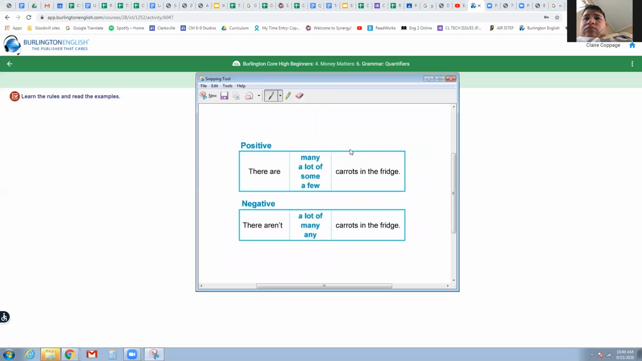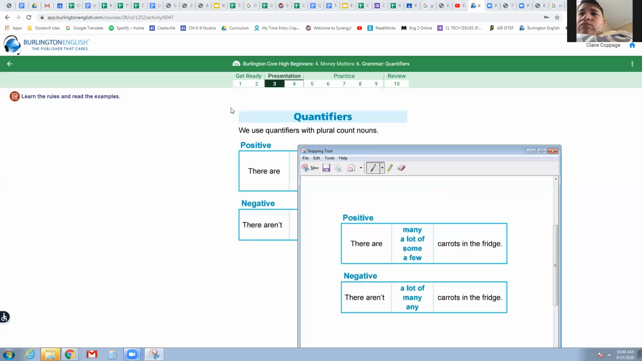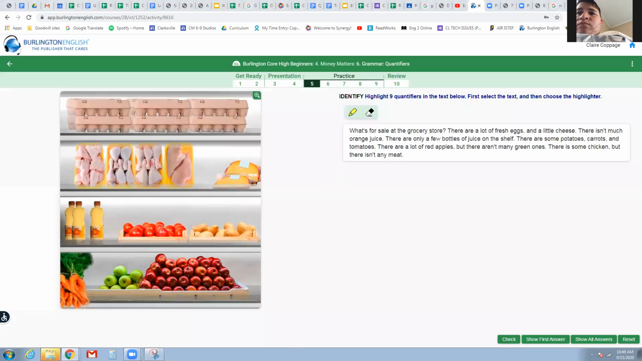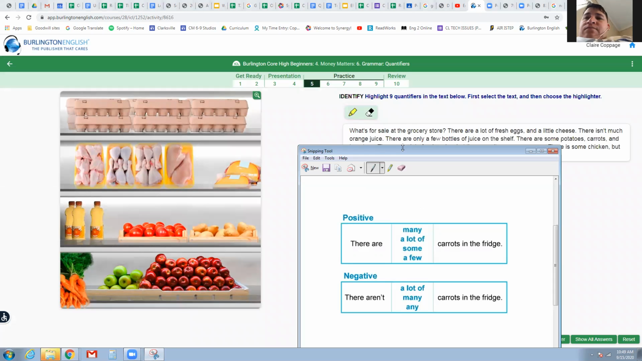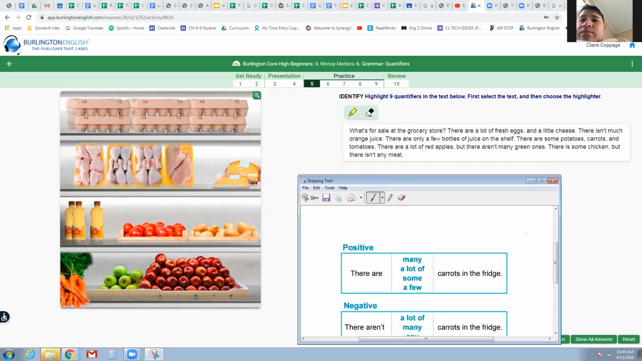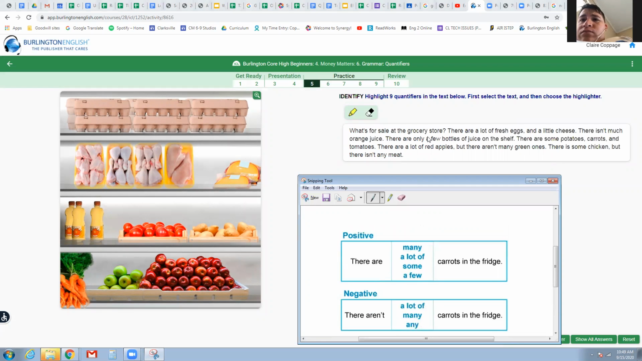Okay, so here are some of them. And then we'll remember this as we read along. All right, so it says, what's for sale at the grocery store?